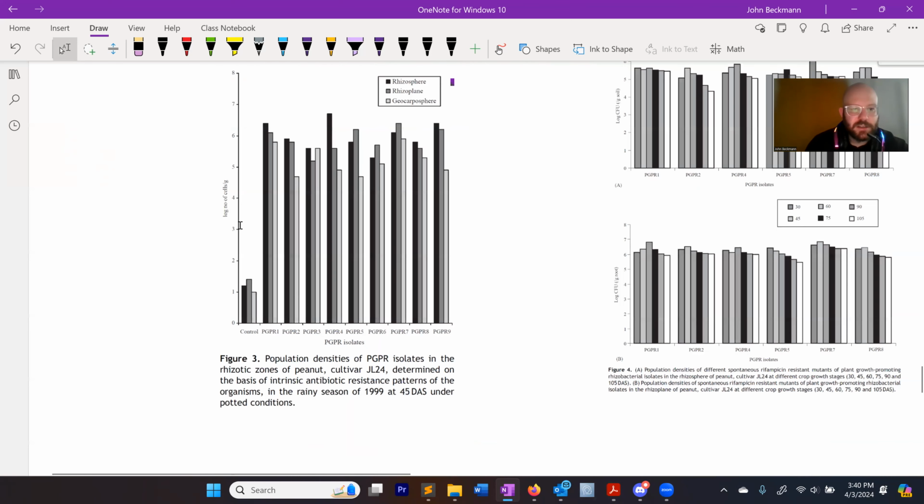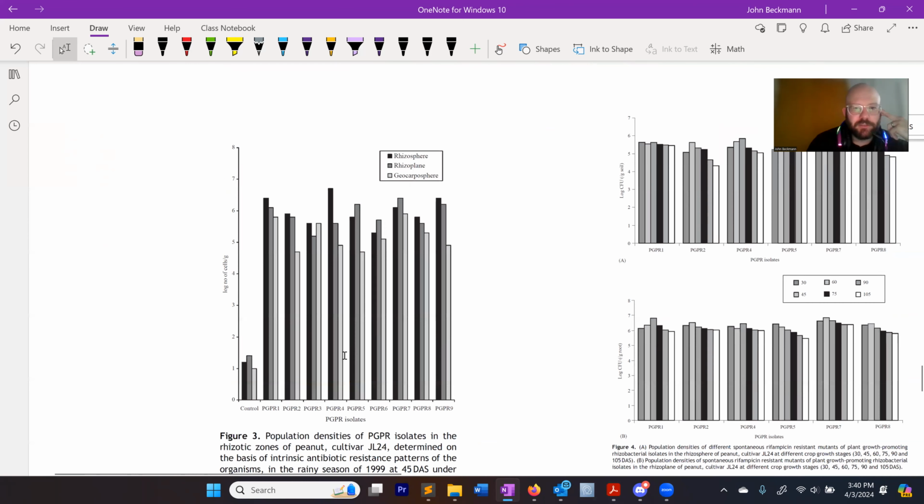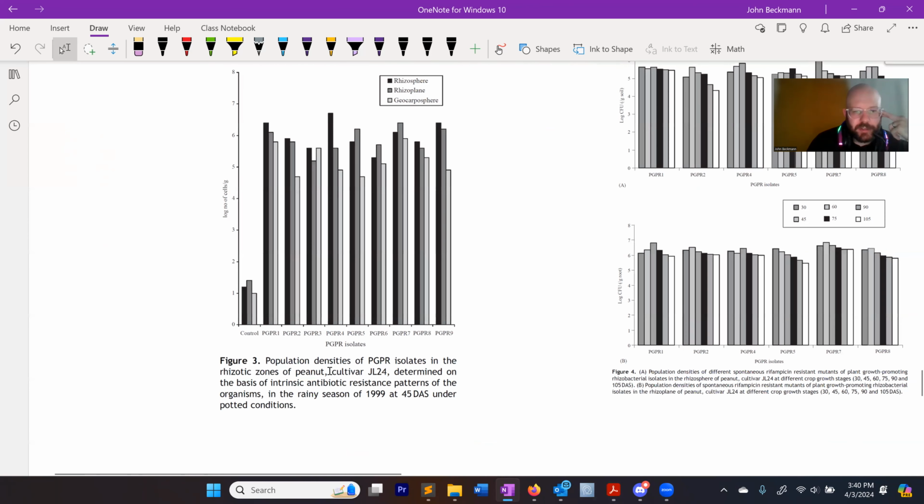Okay, let's look at this. Figure 3, I have to refresh my brain on what we're seeing. Population densities of PGPR isolates in the rhizotic zones of peanut. Okay, so log number of cells. So this is exponential, right? Each number is going to be a different power. So understand that this is log number of cells.